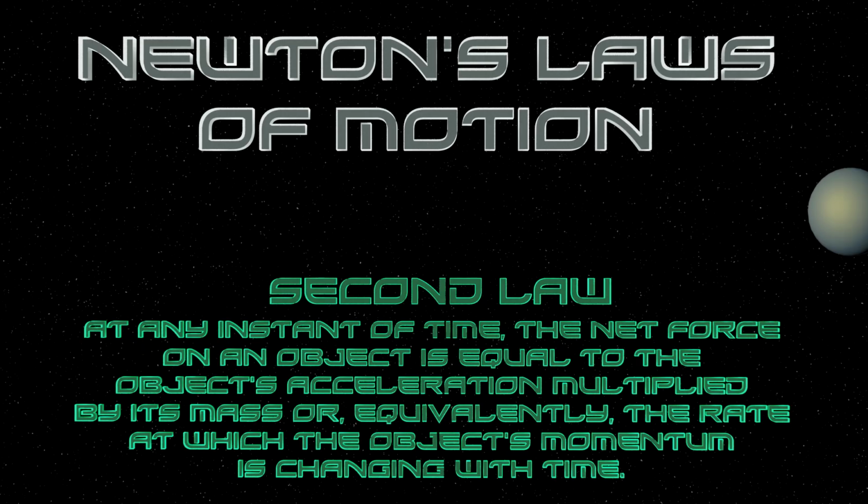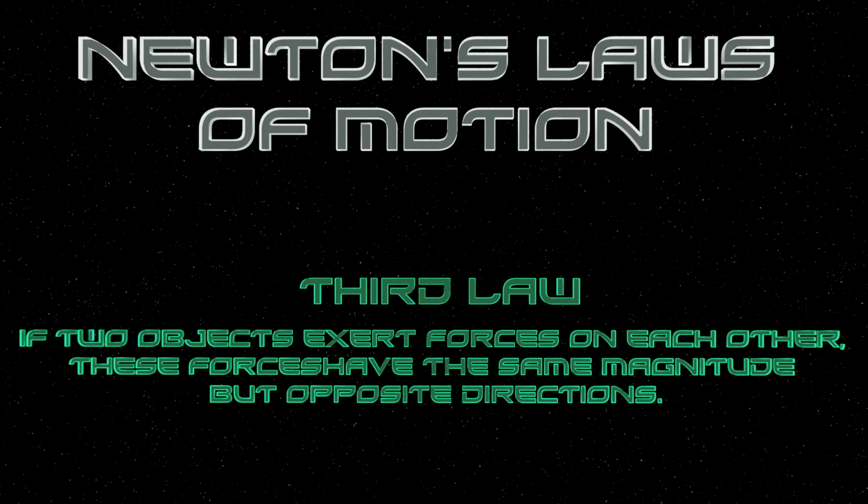Newton's second law of motion: at any instance of time, the net force on an object is equal to the object's acceleration multiplied by its mass, or equivalently, the rate at which the object's momentum is changed with time. This tells us that spacetime resists change in the object's motion in accordance with the object's mass. Newton's third law of motion: if two objects exert force on each other, these forces have the same magnitude but in opposite directions. This tells us that spacetime does not impede interactions of matter with other matter. It is a neutral stage for events and serves as an objective arbitrator of interaction.